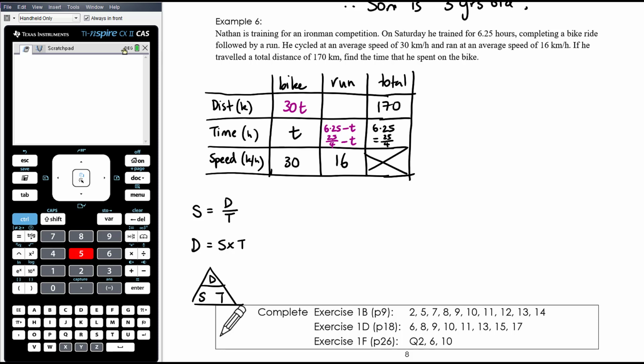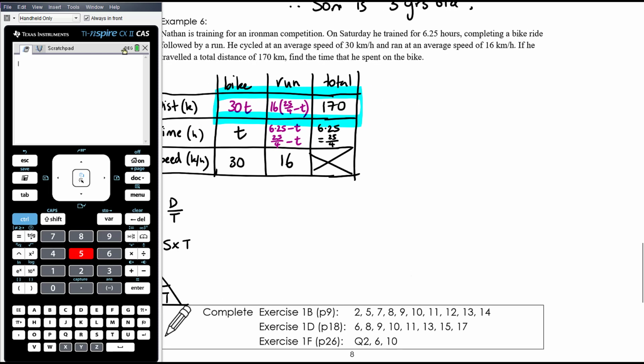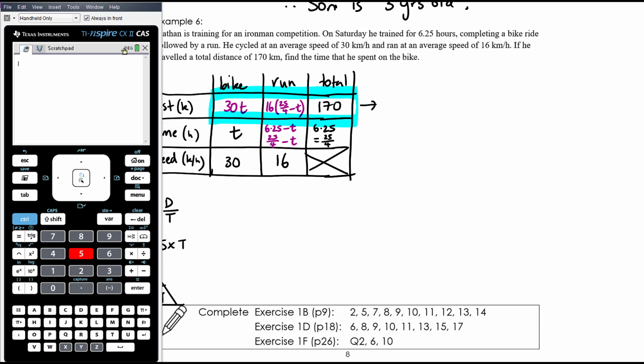Again, the running distance is going to be the running speed times the running time. So it's going to be 16 times (25/4 minus t), or 16 times (6.25 minus t), if you're more comfortable with that. Then where are we going to get our equation? Well, our equation is going to come from this row here, because we haven't used that 170 kilometres yet. So the cycling distance plus the running distance is going to be 170. So we have 30t plus 16 times (25/4 minus t) equals 170. So we've formed our equation.